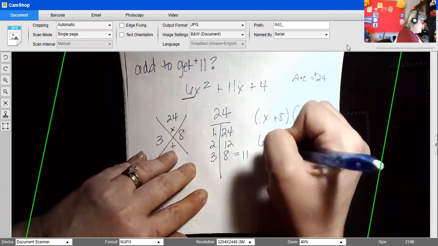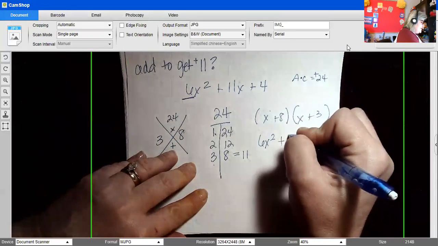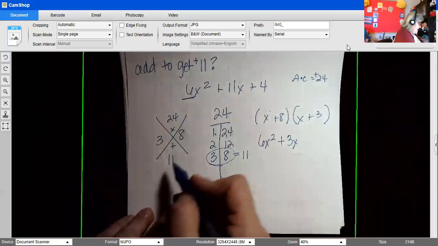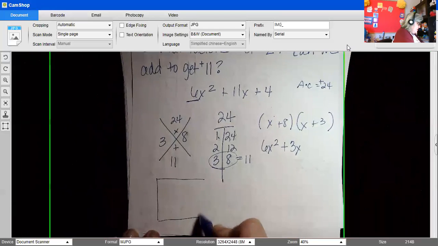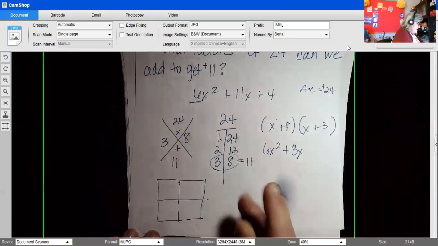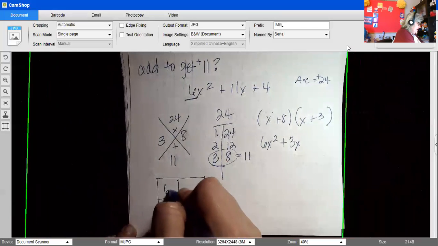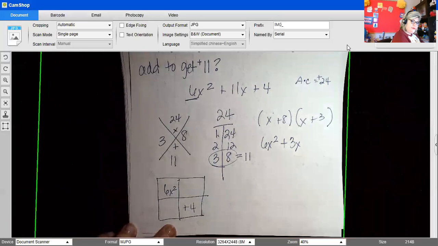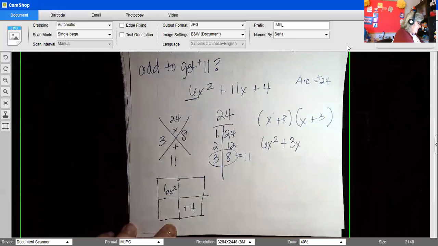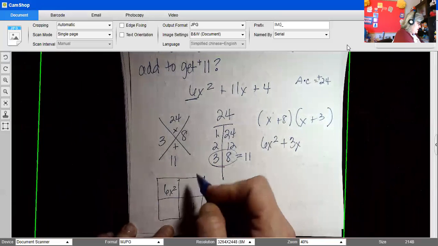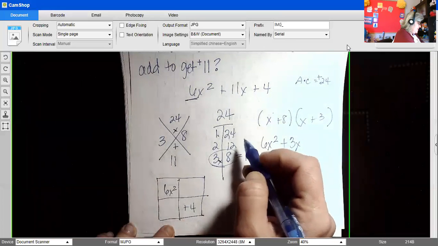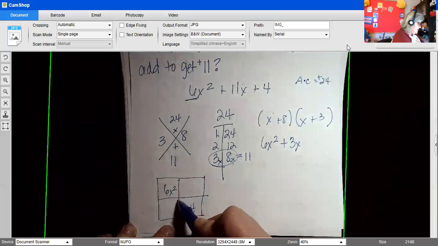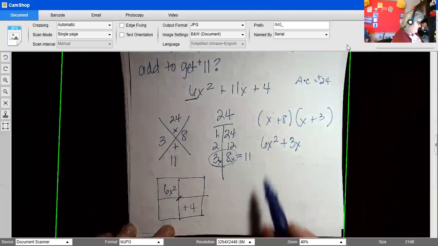We have 6x squared plus 3x, because we have this 3 and 8 here. And you may even be able to see it better by putting it in your box at this point, because you know that you're going to have 6x squared here plus 4 here. And to get that 24, you're going to have 3 and 8. So you've got 3x and 8x, and we're trying to figure out what goes in these two boxes. So we have the 3x and 8x.